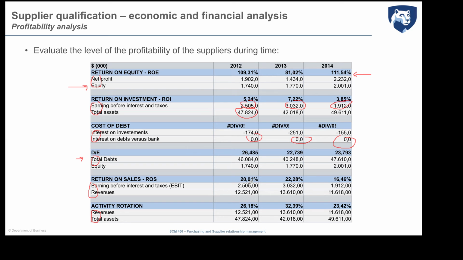While instead, if you see here, the profitability is very good. The return on sales is 20%, 22, 16. It means that on this amount of revenues, you are able to keep this level of profit, which means 20% of revenues, 22% of revenues, 60% of revenue, which is a very good performance.